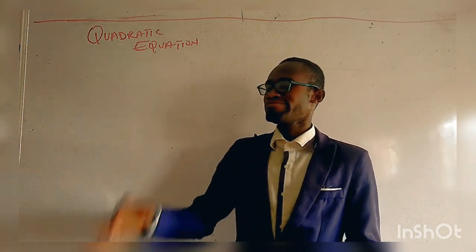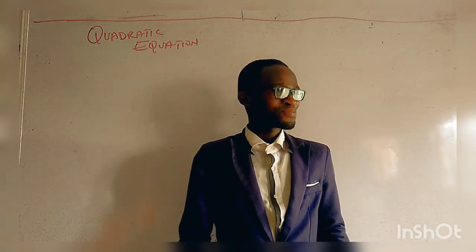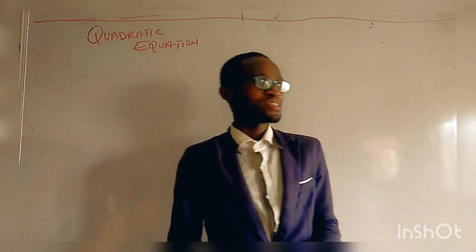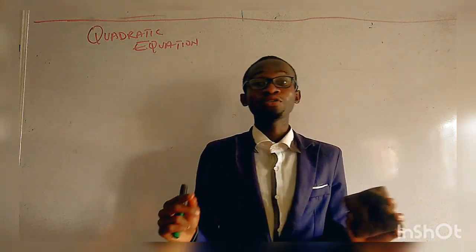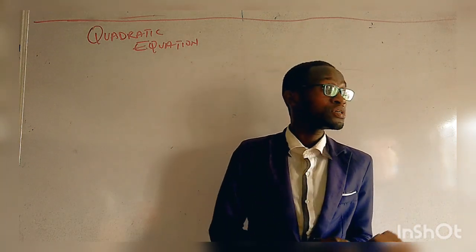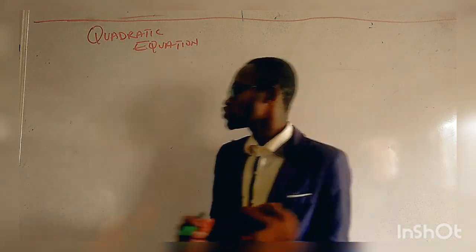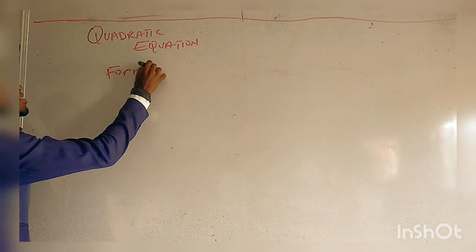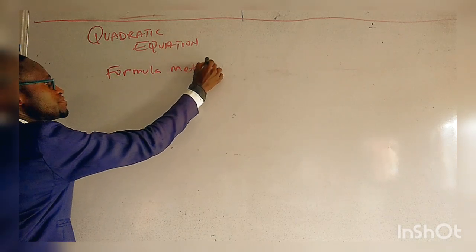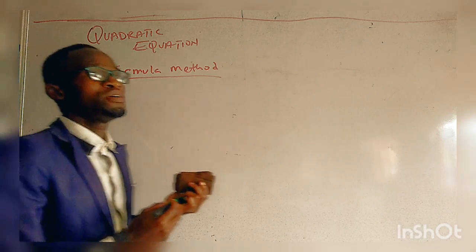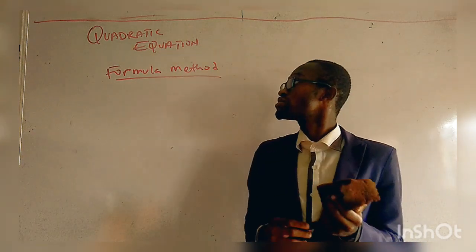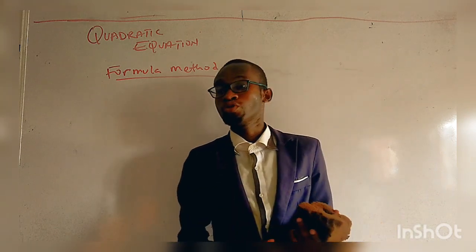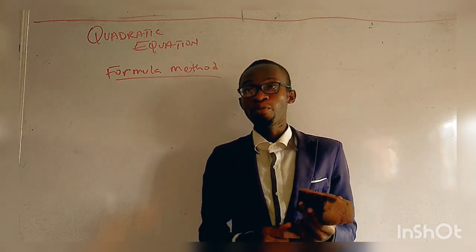We are talking about quadratic equations. In our last class we discussed the factorization method. In this class we are going to be talking about the formula method, which some people also call the almighty formula.